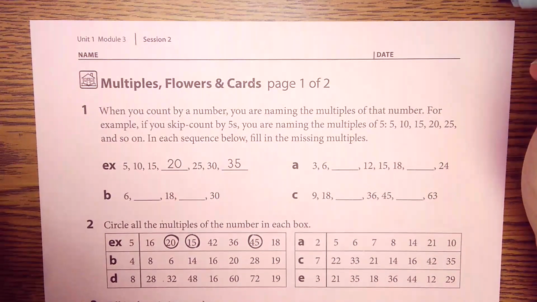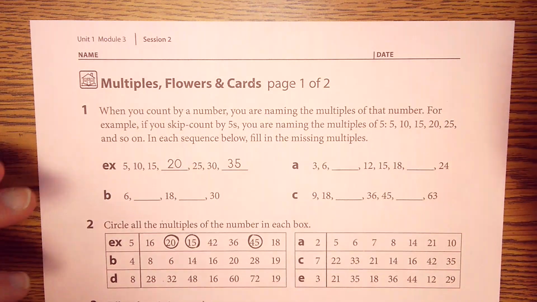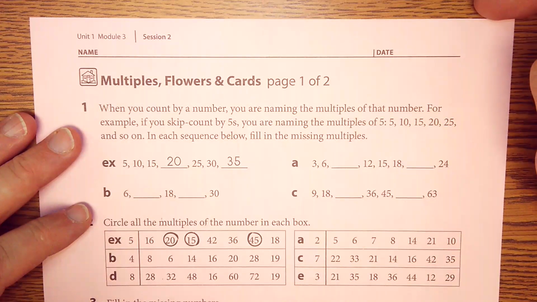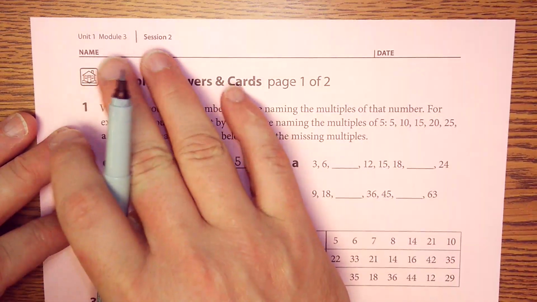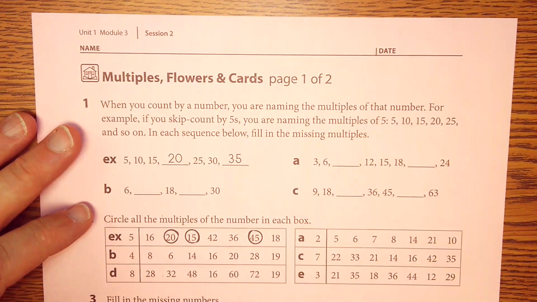My goal is to send some videos for you to use either alone with your child, or you could do it with your child and follow along on these videos. This is a home connection that'll come home. It's from Unit 1 Module 3 Session 2. The title of it is Multiples, Flowers, and Cards.